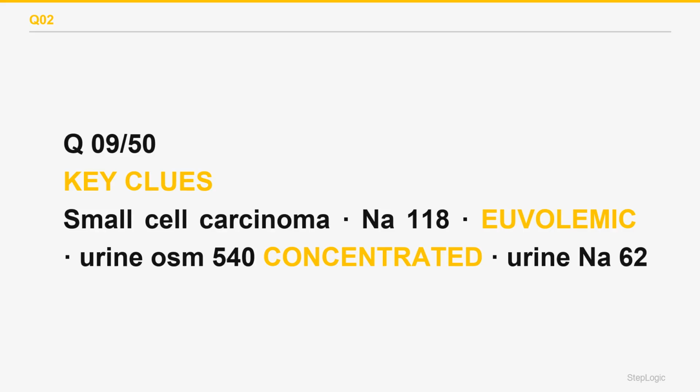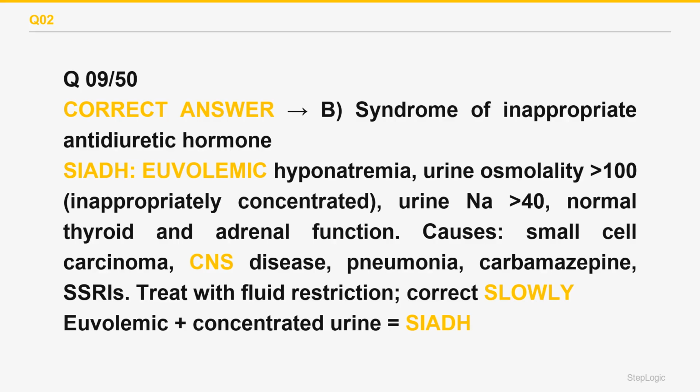Hyponatremia is classified by volume status. Hypovolemic forms show orthostasis and a low urine sodium as the kidney conserves. Hypervolemic forms show edema from heart failure, cirrhosis, or nephrotic syndrome. Euvolemic hyponatremia with concentrated urine and a urine sodium above 40 is the signature of SIADH. Antidiuretic hormone is being secreted without an osmotic or volume stimulus, water is retained, and the kidney continues excreting sodium normally. Small cell carcinoma is the classic ectopic source. Choices A and C are excluded by the stated euvolemia. The correct answer is B.